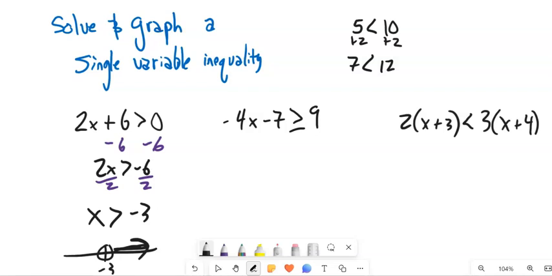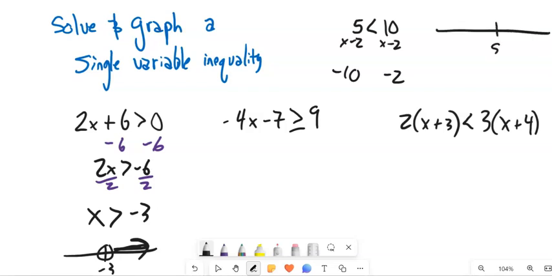But the relationship to think about is what if we multiply or divide by a negative number? Like 5's here, 10's here, 5's less than 10. Move everything right to 7's here, 12's here, 7's still less than 12. But what if we go back to this original one and we multiply both sides by negative 2? So 5 times negative 2 is negative 10. 10 times negative 2 is negative 20.